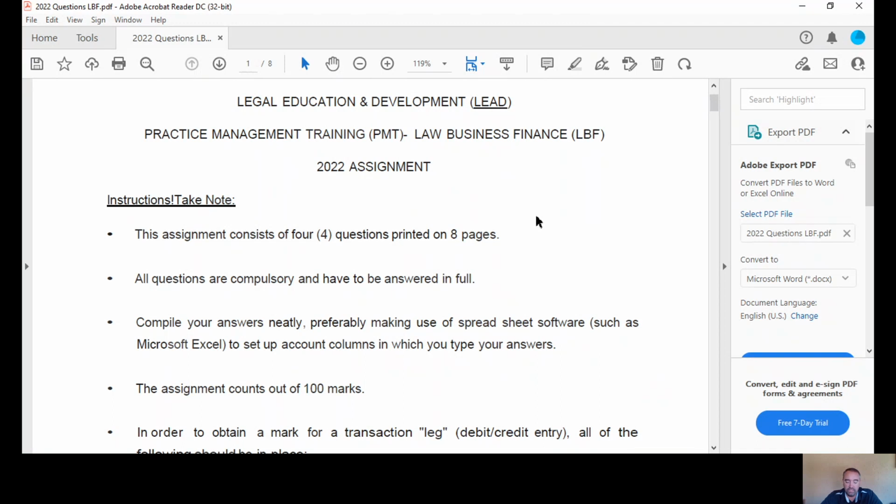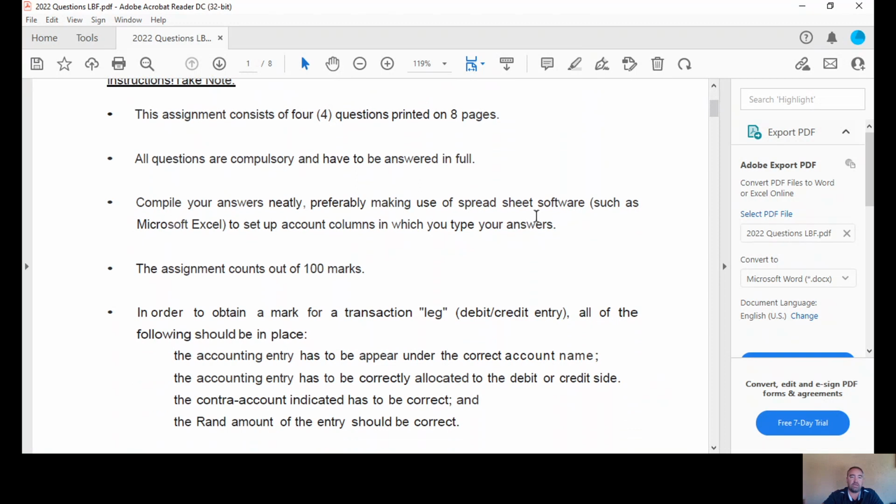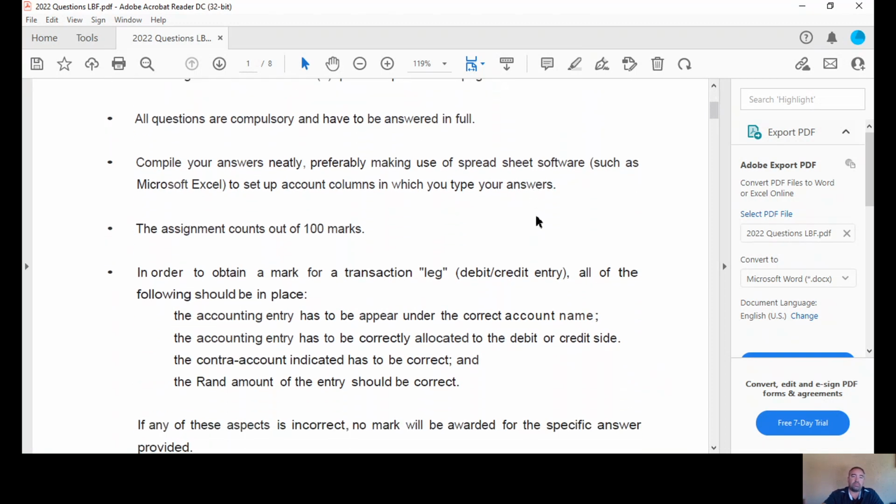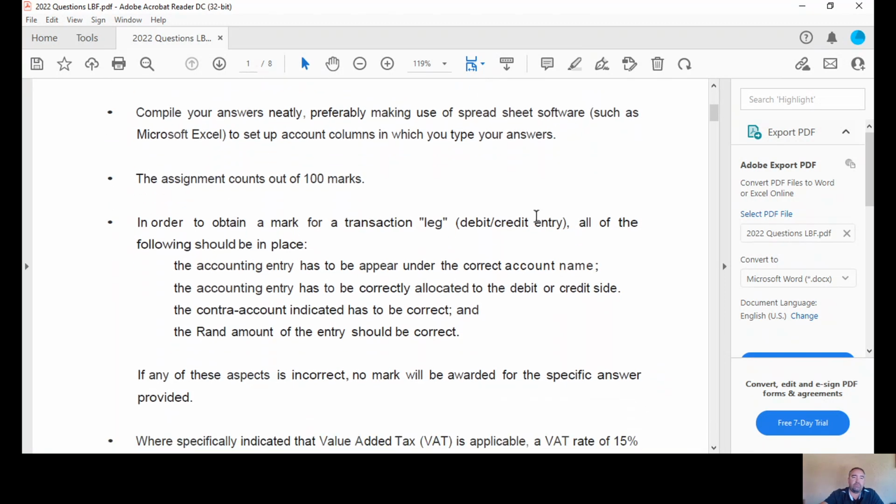Okay, compile your answers neatly, preferably making use of spreadsheet software such as Excel to set up columns in which you type your answers. Okay, so if you do use Excel, I know a lot of you guys are good with Word. If you want to use Word, remember to PDF the document and upload it as a PDF, because our marking software can't mark Excel sheets. So you have to convert it to PDF before you upload. Okay, the assignment counts out of 100 marks.